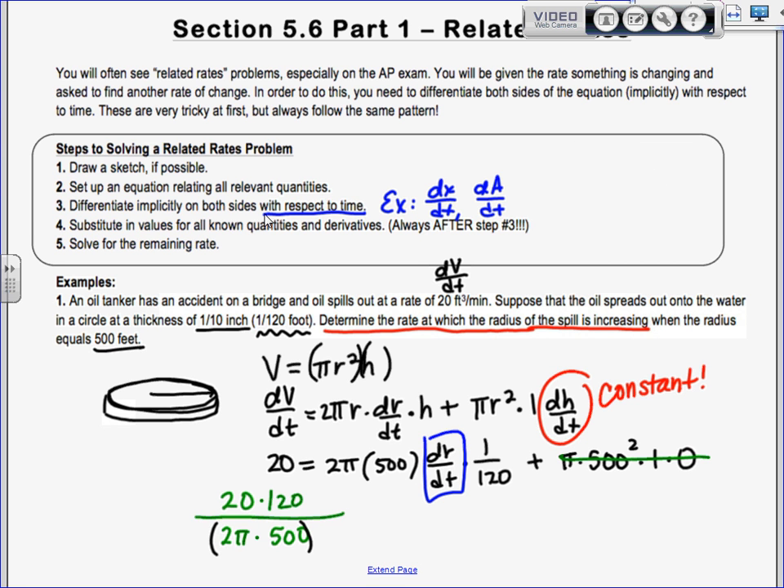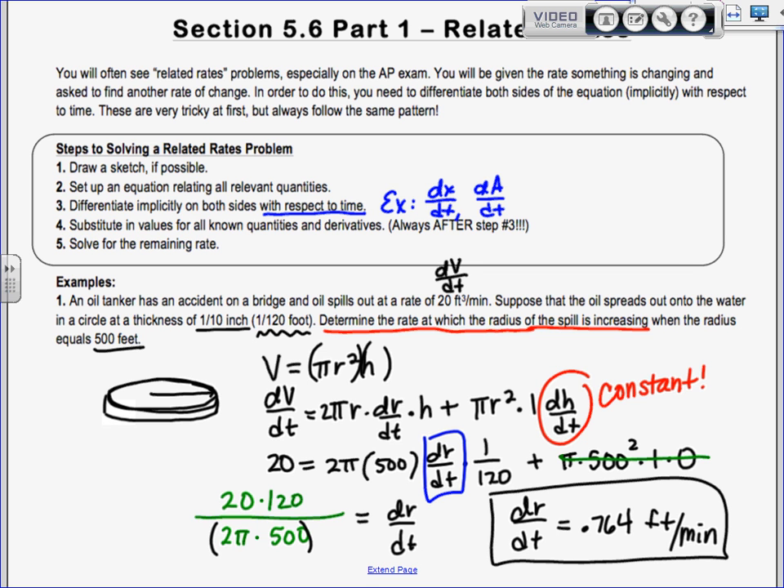All right, so let's do that. So we're going to do 20 times 120 and then divide by parentheses 2 pi times 500. Okay, that's all going to equal dr over dt. So dr over dt is equal to 0.764, and my units, it's a radius, the rate of change of the radius with respect to time. So it should be feet per minute. Does that make sense? Radius is a length divided by minute.